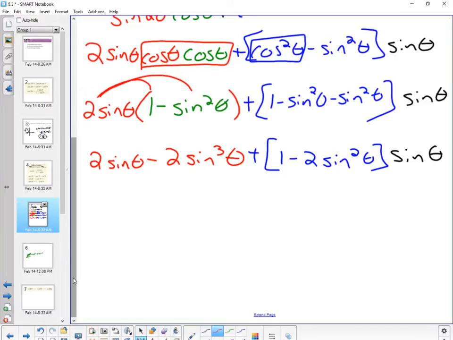I haven't yet. Right, I'm just combining. I'm simplifying like terms. So if I have a sine squared and another sine squared, then I have two sine squareds, don't I? That's what happened right here. We're good? Okay.